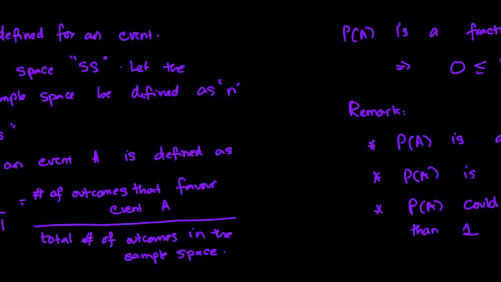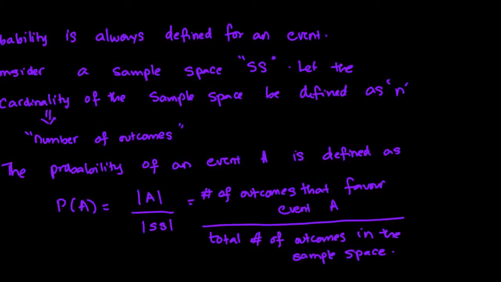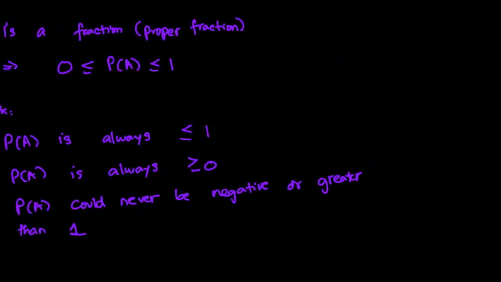If you observe the definition of probability, it is the number of outcomes that favor event A divided by the number of outcomes in the sample space. The sample space is the bigger set, and the set A is a subset of the bigger set. And there is no way possible that a subset could be bigger than the set itself. It can actually equal the set itself, but it can't become bigger than the set. Therefore, this fraction could never exceed 1. That's why probability of A is a proper fraction. I'll do an example to demonstrate what probability is.